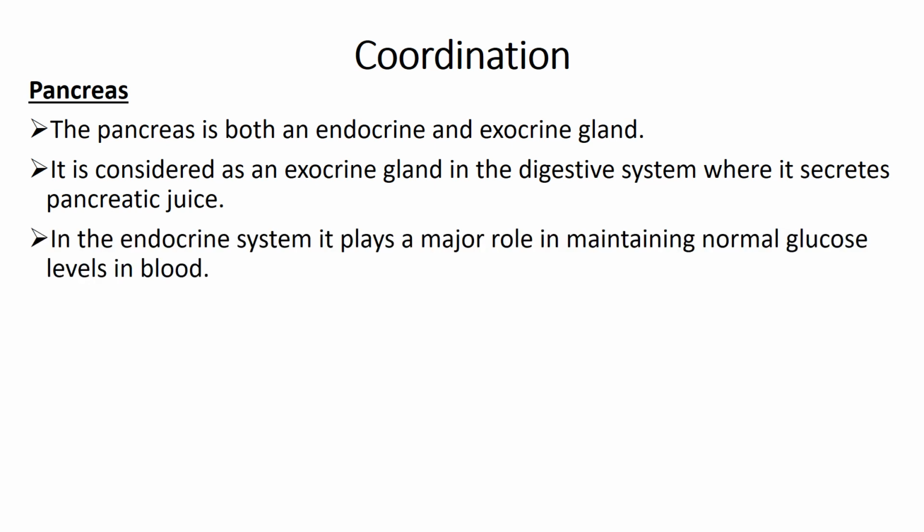So in the endocrine system, it plays a major role in maintaining normal glucose levels in blood. This we have discussed. We have talked about insulin and about glucagon, how they work hand in hand to make sure that the amount of glucose in the body is maintained. If there's too much glucose, it has to be converted to glycogen for storage. If there is low glucose, the glycogen that has been stored has to be taken back to glucose. So that's how it does this. We've talked about the cells that secrete insulin and glucagon.